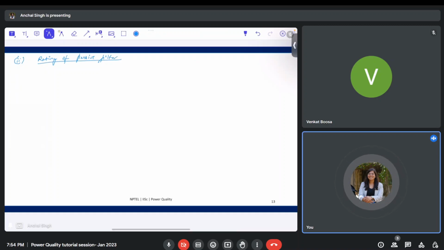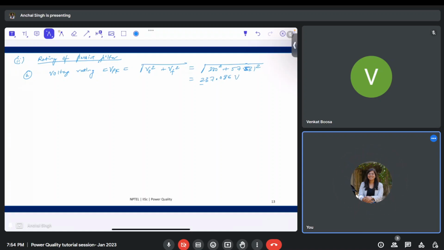So in order to calculate the rating of passive filters, let me say I want to calculate the voltage rating of passive shunt filter. So it will be equal to VPF will be equal to the V supply square plus V series active filter square. So it will be 230 square plus, because of the connection that is present in the circuit. So this value will come out to be approximately 237.086 volts.